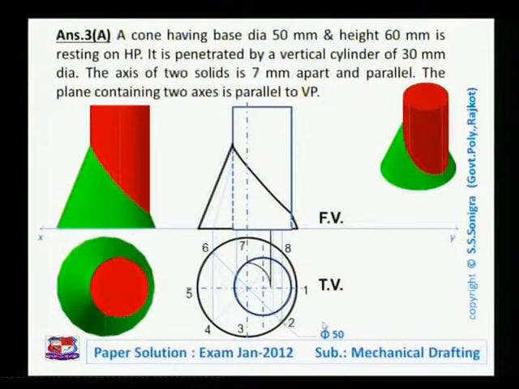Here also you need to insert the dimensions: diameter 50, height 60, diameter of the cylinder is 30 mm, the distance between two axes is 7 mm, and the plane containing two axes is parallel to VP. So this plane which contains two axes is parallel to the vertical plane. So this is the solution of the given problem.